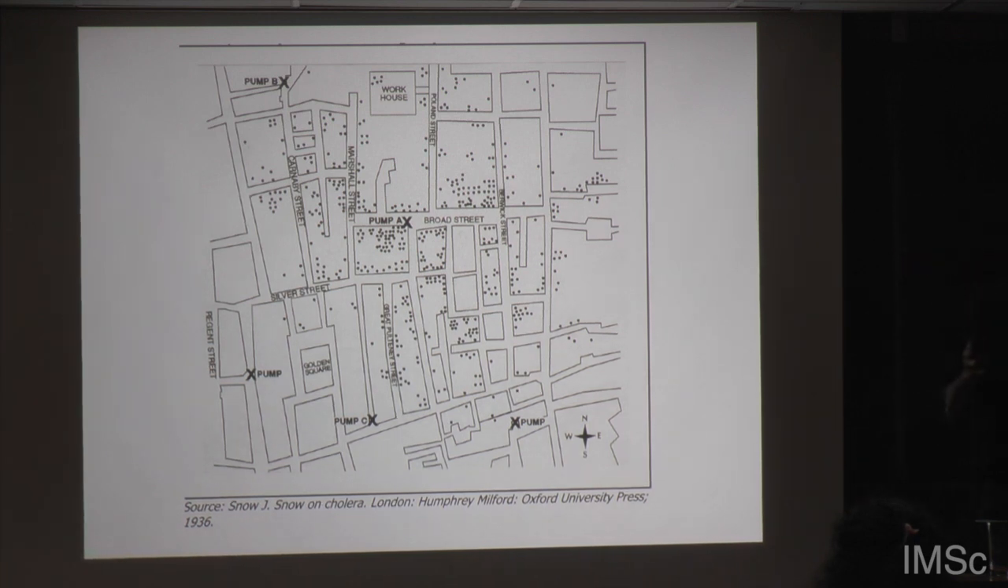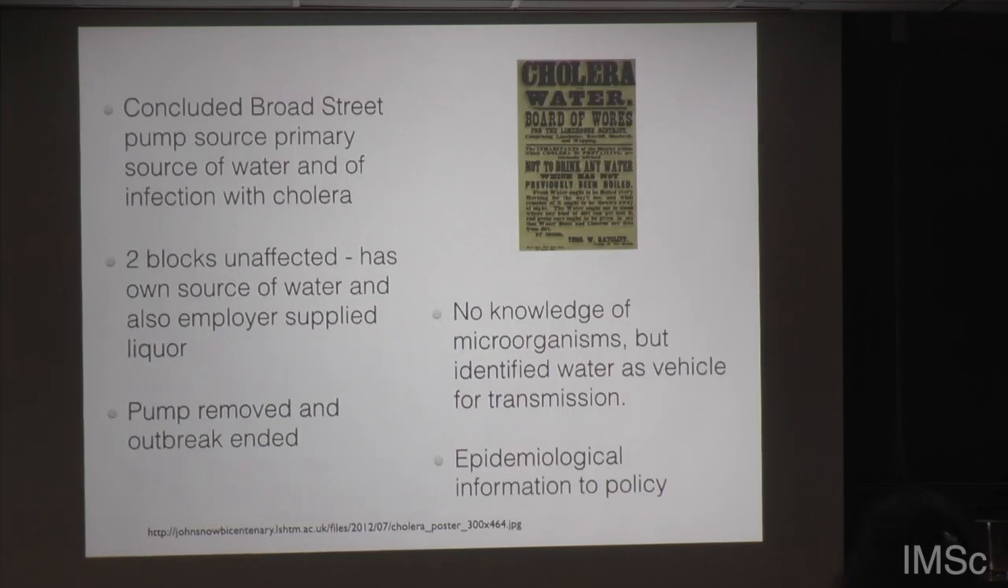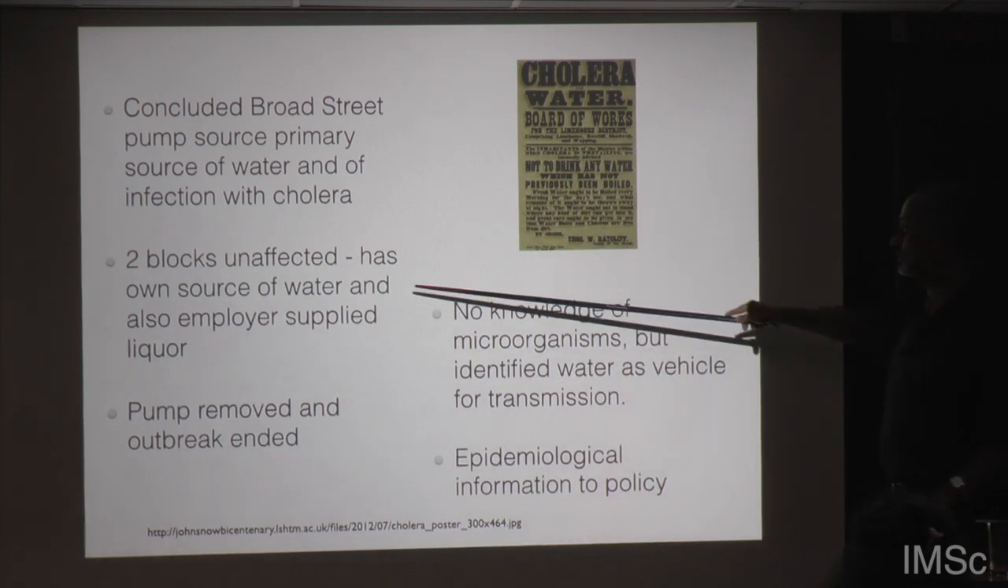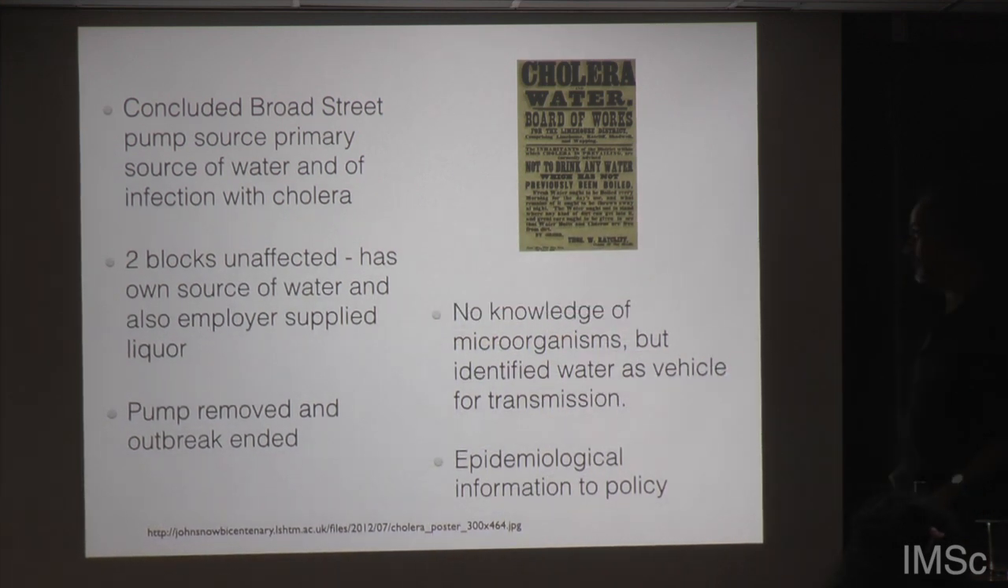So all of this is like detective work, going back and putting these dots in, finding out where they came from, and asking, can we do something, can we shut this pump down? So that's really an example of descriptive epidemiology applied to this problem. So he concluded that the Broad Street pump was a source of water. The 2 blocks that were unaffected had their own source of water. He removed the pump and the outbreak ended.